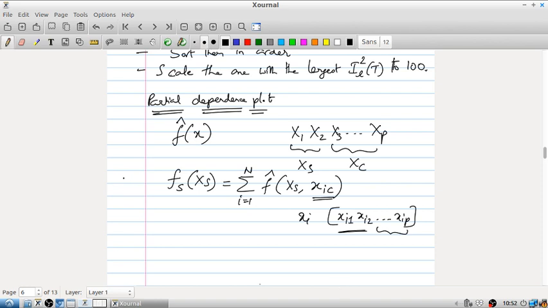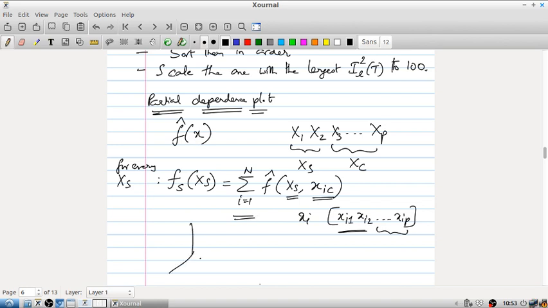So I can evaluate this for every xs. Let's say x1 and x2 vary from 0 to 1. So for every pair of values, let's say I break them into grid points. So for 0, 0, I fix xs to be 0, 0 and find the summation. I'll fix xs to be 0, 0.2, find the summation. I'll fix xs to be 0, 0.4, find the summation. Similarly, I can explore the whole grid, right? Okay, so this is called a partial dependence function.